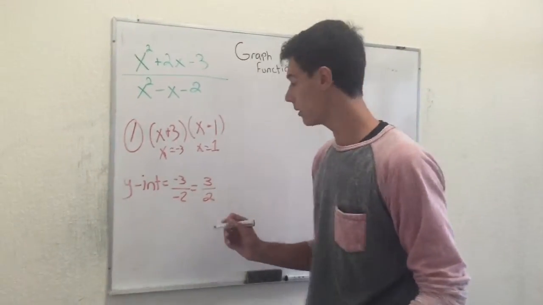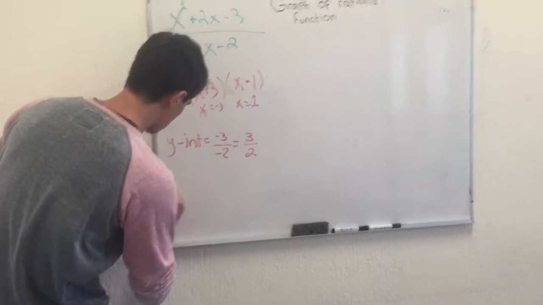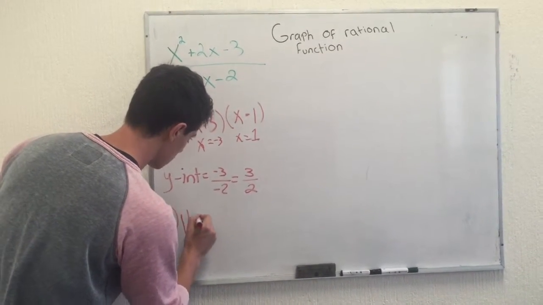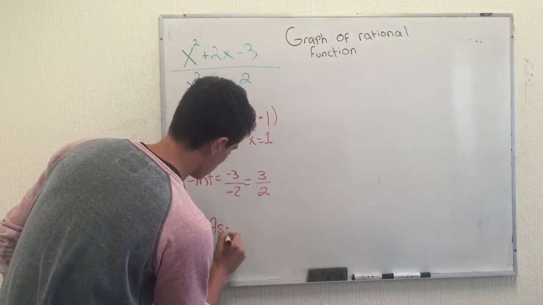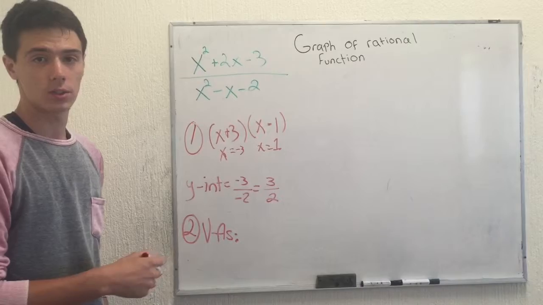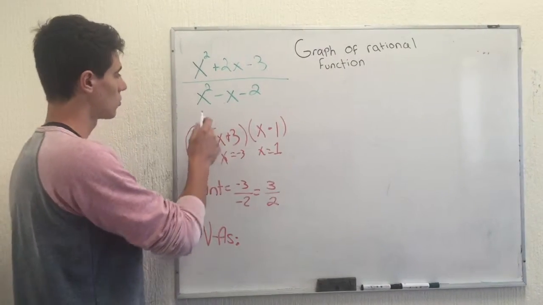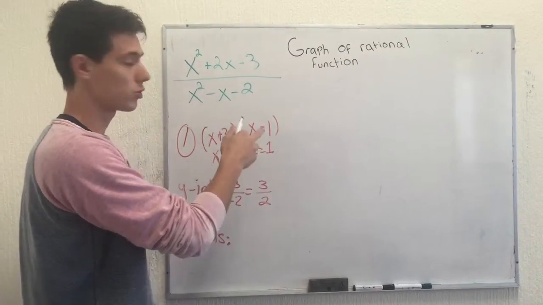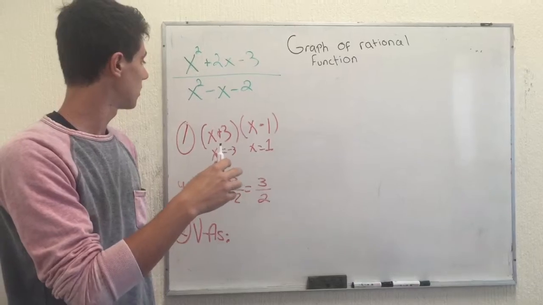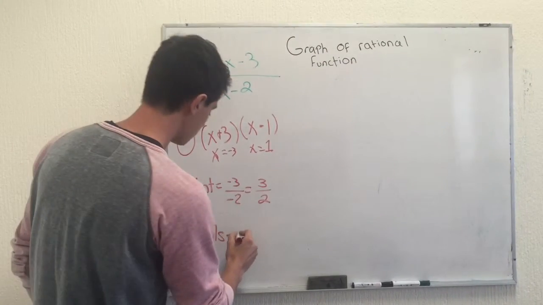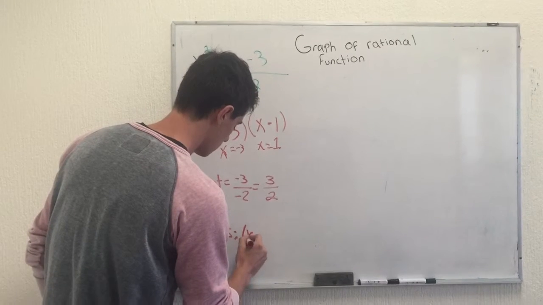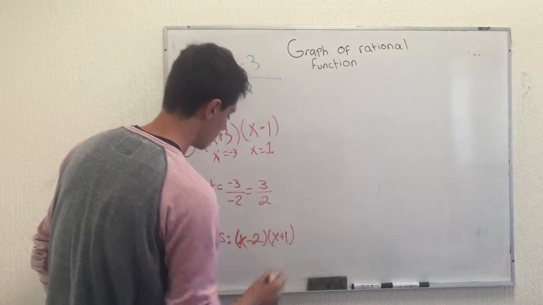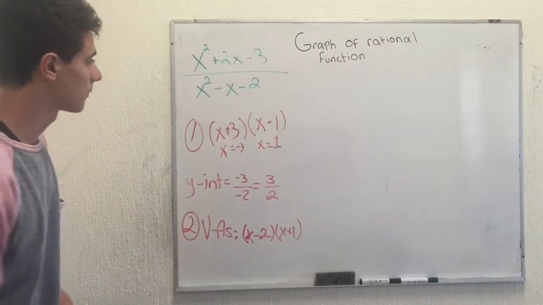Then to get the second one, the vertical asymptote, you must factorize the lower part of your function. So two numbers that multiplied are gonna give us -2, and the sum is gonna give us -1. It'll be x minus 2 and x plus 1. Here we got our second step.